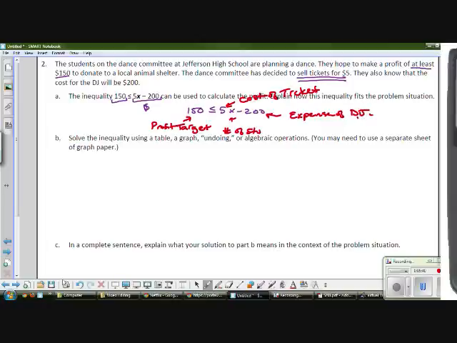Okay, so solve the inequality using whatever method you want. We're going to use the same method that I used on the first few problems. We're going to treat this in the same manner I treat an equation, get x by itself, and then make a decision about what kind of numbers those x's could be.